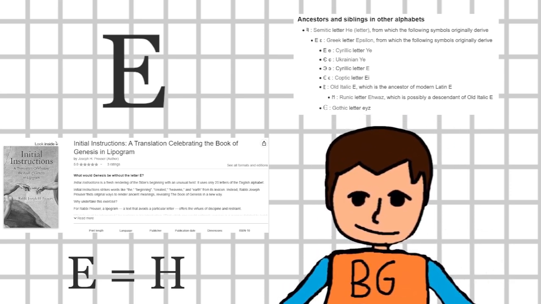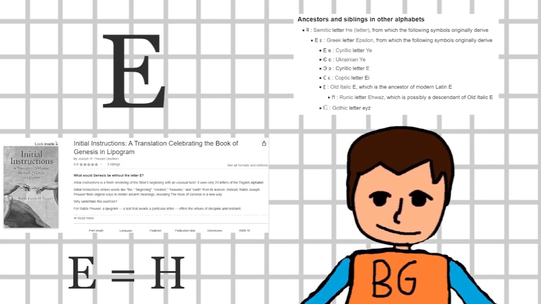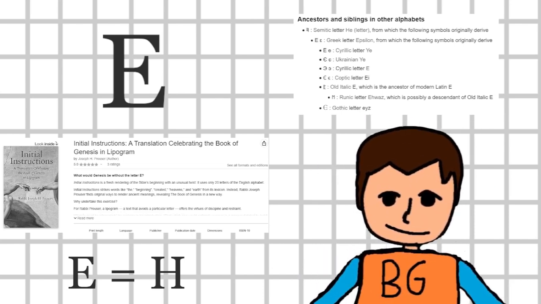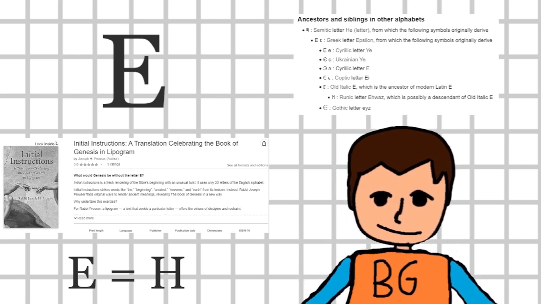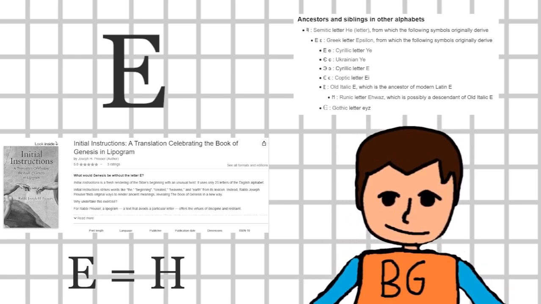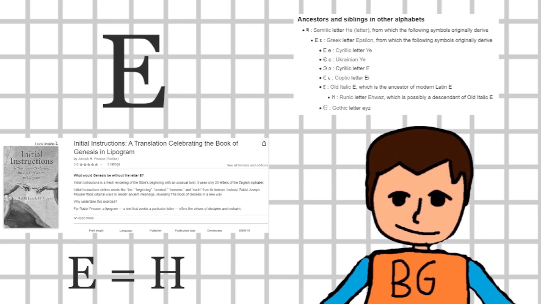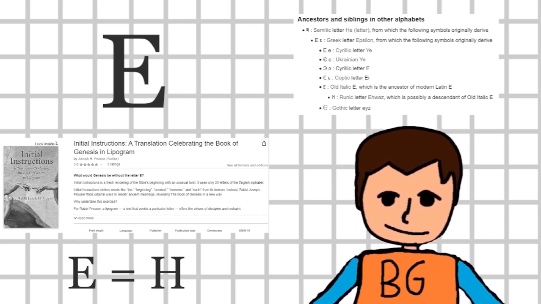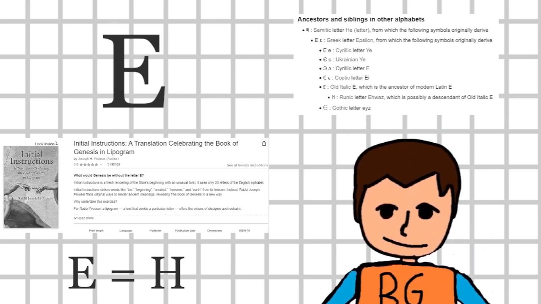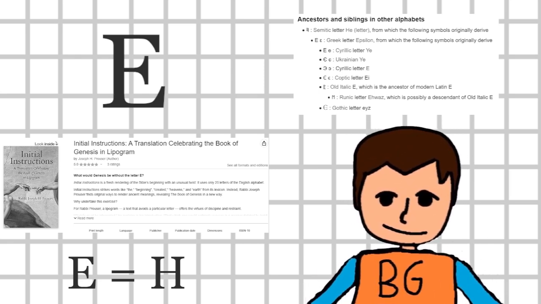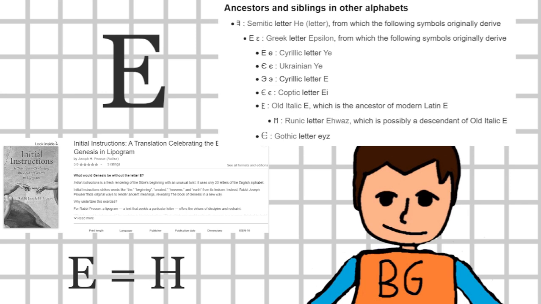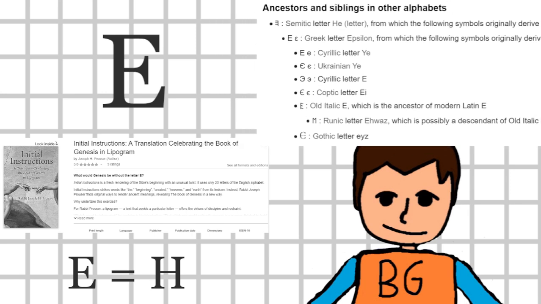We have a Ukrainian ye here, which is just a little bit different, and the Cyrillic E makes an E in Ukrainian. We have a Cyrillic E, which is just the Ukrainian letter but flipped. We have a Coptic letter, which is similar enough to the Ukrainian one, I guess. We also have the Old Italic letter and the Gothic letter. But what I find the most interesting out of these is the runic letter.